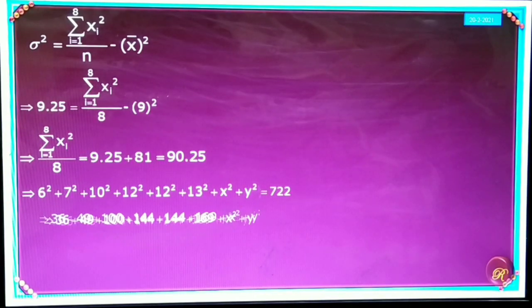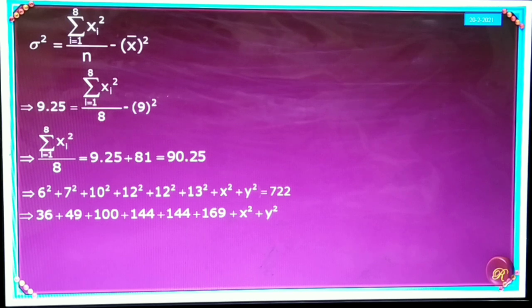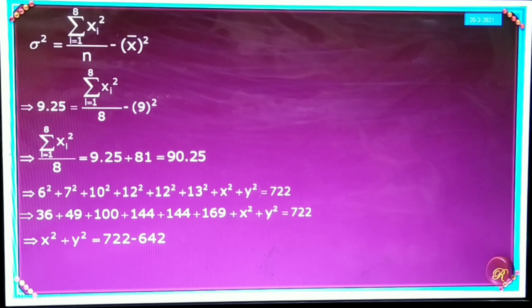Implies 36 plus 49 plus 100 plus 144 plus 144 plus 169 plus x square plus y square is equal to 722. Implies x square plus y square is equal to 722 minus 642. Implies x square plus y square is equal to 80. Say number 2.